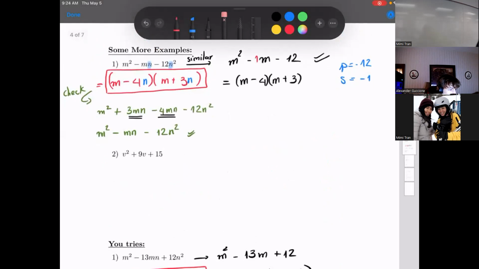What about this one? Number 2. Product 15, sum is 9.